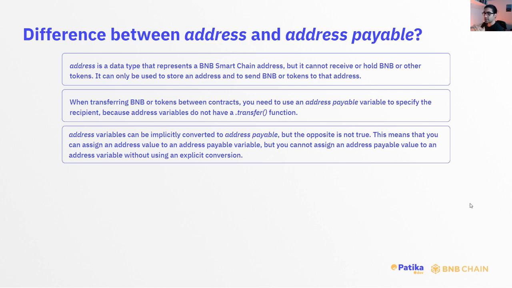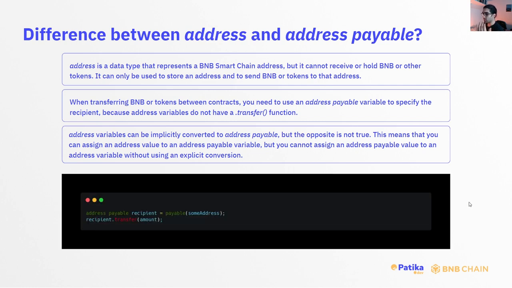So let us see the syntax here and we'll have a better understanding of it. For example, here I want to convert some address variable to an address payable. Let us call it recipient. To be able to do that, we basically use the payable keyword and we are doing the conversion. Then with this address, which is an address payable, we can transfer some value to other addresses.